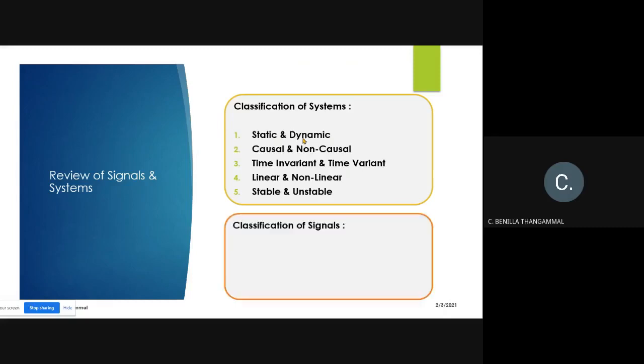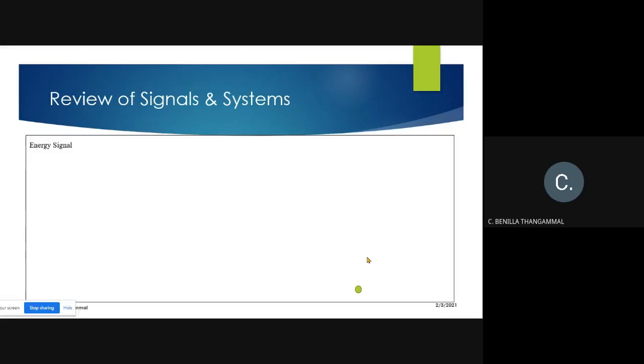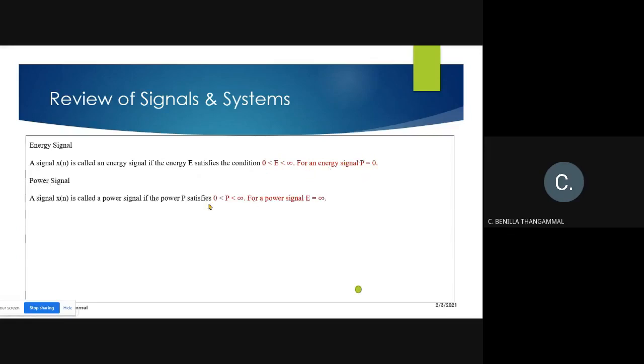Then classification of signals. You have three major classifications. One is energy and power signal. A signal is said to be an energy signal if the value of E is finite, and P, power, is going to be 0. This condition you have to keep in mind. If a signal is an energy signal, your energy E will be finite and your power P will be 0. And for a power signal, your P will be finite and E will be infinite.